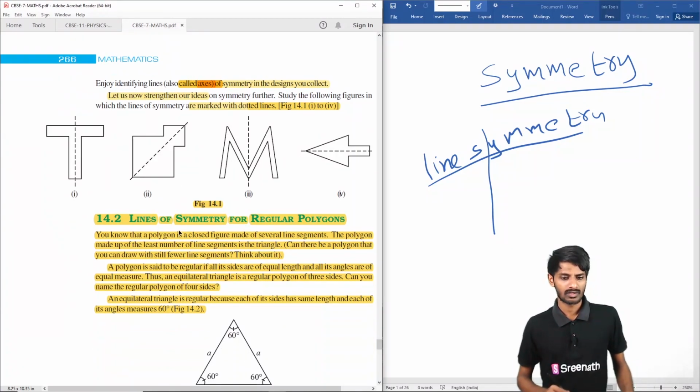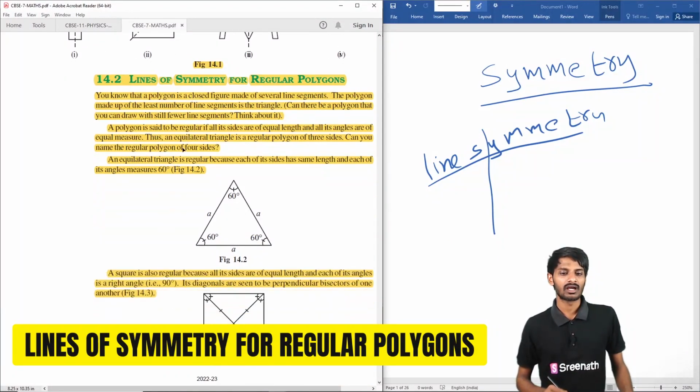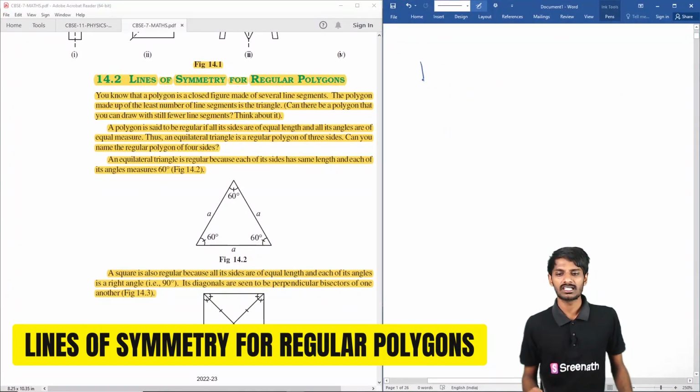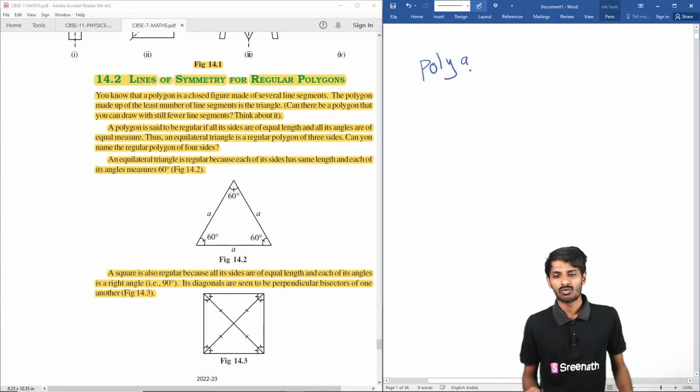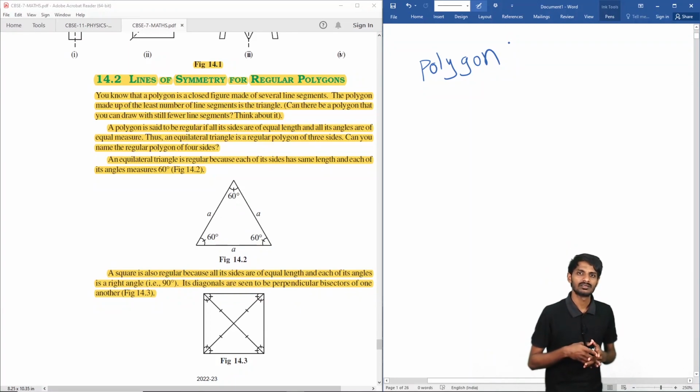Now, lines of symmetry for regular polygons. Here some new words come. First thing is polygon. What is meant by polygon? Have you any idea? If yes, just comment below. Okay, students. So polygon.